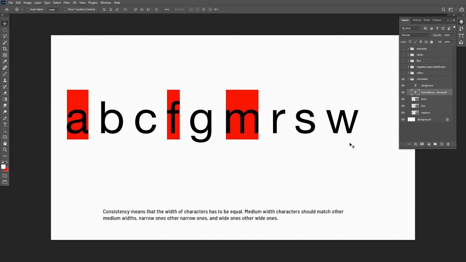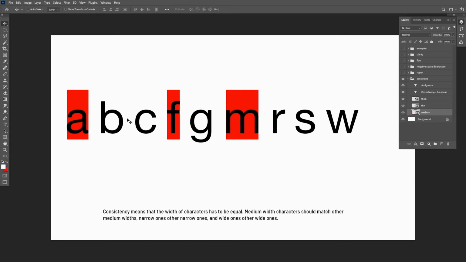It's very, very well designed, and one of the things that it pays special attention to is this thing we call consistency. Now, what that means is that the width of characters, the width right here, has to be equal. Medium width characters should match other medium widths, narrow ones other narrow ones, and wide ones other wide ones. So, if I take this red rectangle here and move it over to some of the other medium width fonts, you're going to see that it always fits.